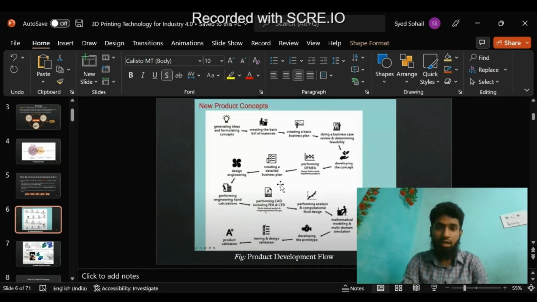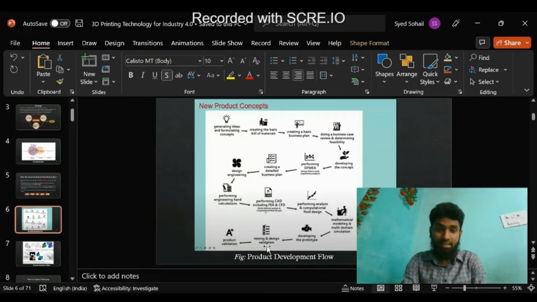So it's streamlining now. Design engineering, the engineering hand calculations, right? The theoretical part, and then CAD and FEA for the simulation part. We make models and then we analyze or predict the product behavior, and then analysis in computational fluid design. This is a usual thing for aerodynamic and other applications, but even structural analysis can be seen as general analysis. And mathematical modeling and multi-domain simulation, if it's multi-physics, then you have to go for that.